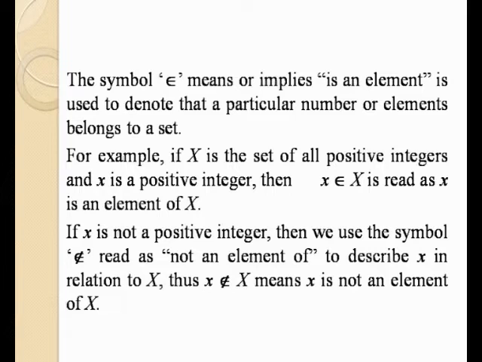Now, if we have a small letter x which is not a positive integer, where formerly we said capital letter X is a set of all positive integers, then we use the symbol that negates, which reads as not an element of, to describe x in relation to our set X. Then we say x does not belong or is not a member of set X, which means that x is not an element of X.